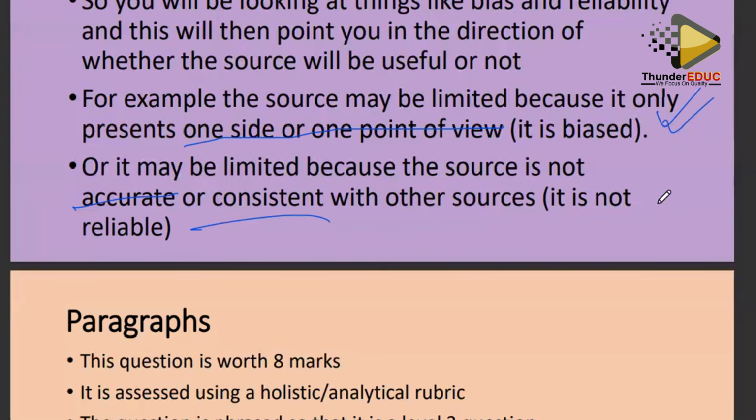It's not accurate, or it's not consistent with other sources. It's providing information which is contradicting other sources. It's telling the opposite of what other sources are saying. That source is unreliable. It's limited in that direction. So basically, that is how you answer those questions, and be mindful of the mark allocation when you attempt such questions. Be sure that you attempt the questions to the best possible number of responses that are required so that you are able to get all the marks for that particular question.